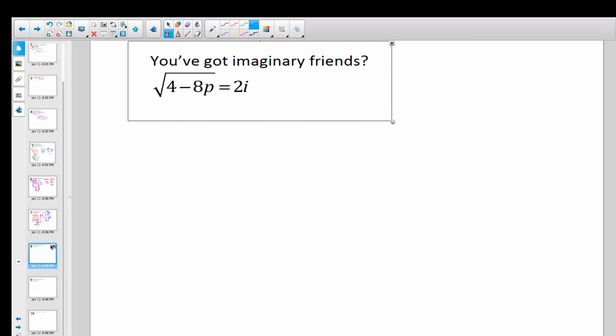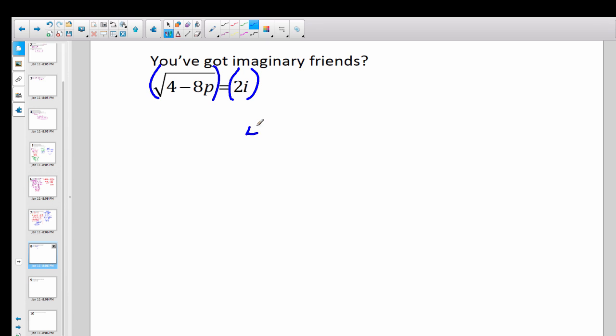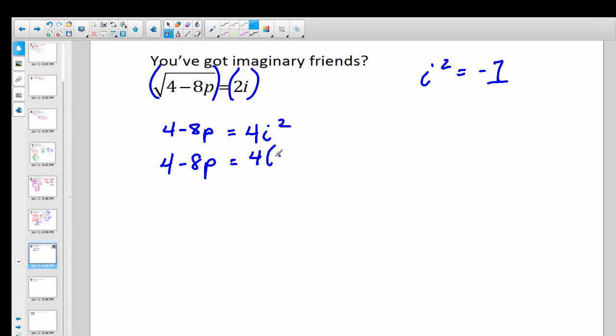Next guy. Imaginary numbers. So remember, squaring both sides here will give you 4i squared. And if you remember your i's, you'll be fine. Remember that i squared equals negative 1. So with that in mind, this becomes a very simple problem. This is 4 times negative 1. So negative 4.